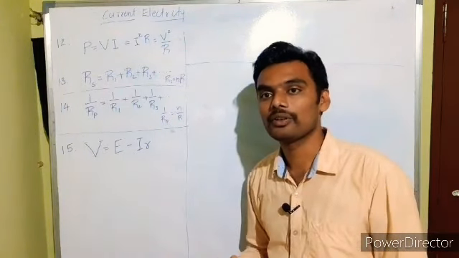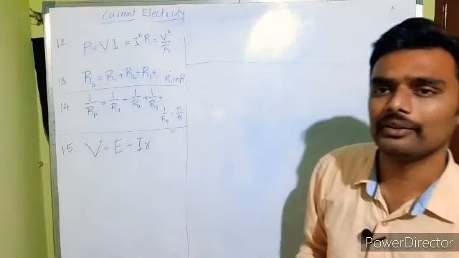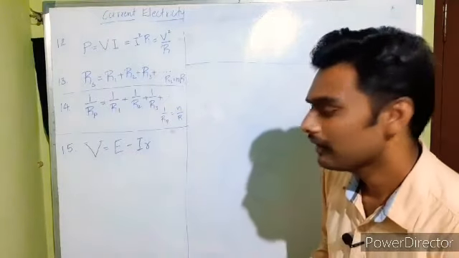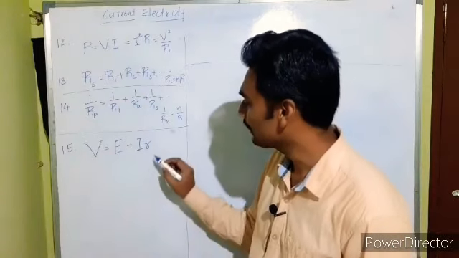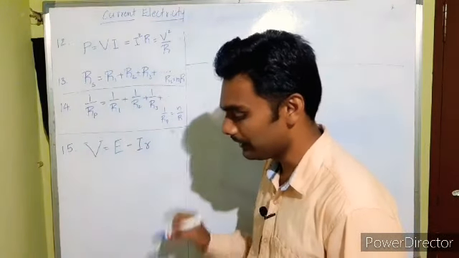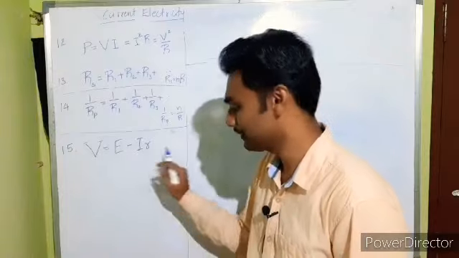Okay, we have discussed about this. Every cell will have its own internal resistance. Even the dry cells that we choose will also have their internal resistance, and that internal resistance is small r. Internal resistance of the cell is this.